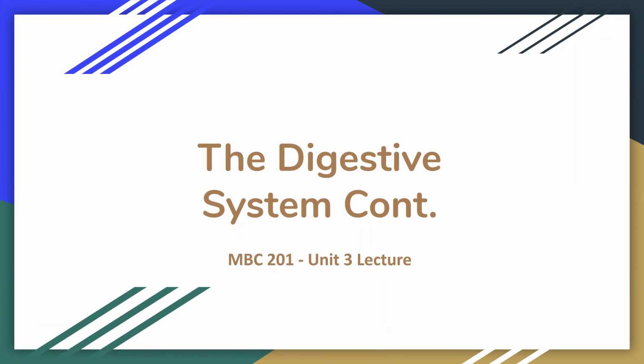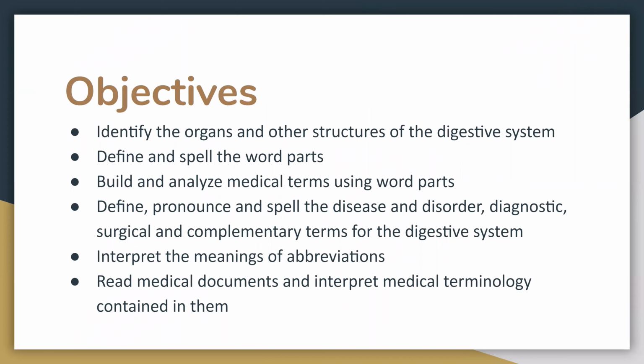This is MBC 201, Unit 3 lecture. So the objectives of this presentation are to identify the organs and other structures of the digestive system, define and spell the word parts, build and analyze medical terms using word parts, define, pronounce, and spell the disease and disorder, diagnostic, surgical, and complementary terms for the digestive system. Interpret the meanings of abbreviations and read medical documents and interpret medical terminology contained in them.